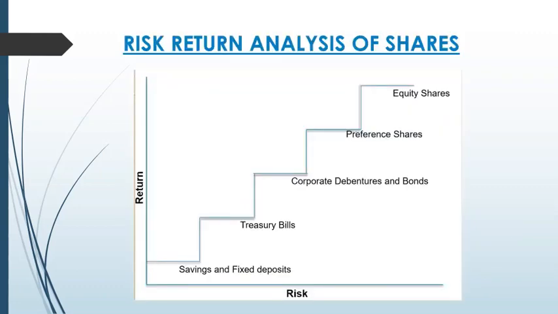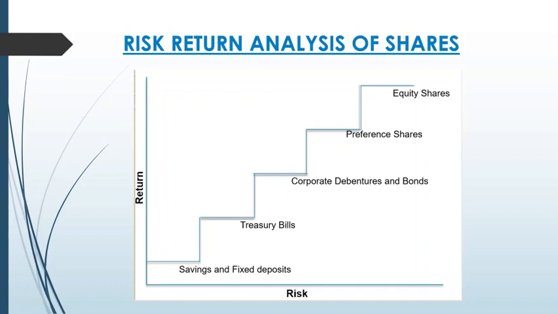And this is a graphical explanation of risk return analysis of shares. In this graph we can see that on one side they put risk and on the other side the return. And in this graph we can understand that savings and fixed deposits have low risk and also get low return.